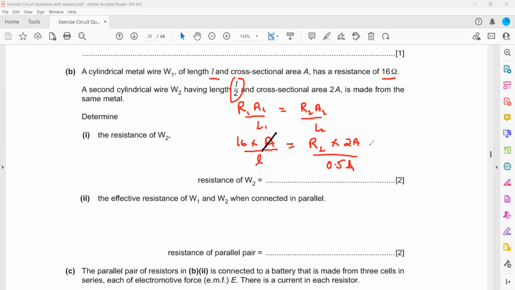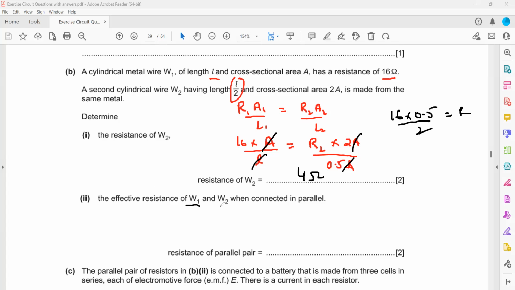When we simplify, A will cancel with A, L will cancel with L. So 0.5 is divided, on the other side it will be multiplied. So 16 into 0.5, and 2 is multiplied, so on the other side it will be divided. That will be R. 16 into half is 8, and 8 divided by 2 equals 4 ohm. So this equals 4 ohm. Is it clear, this one? Yes, clear.